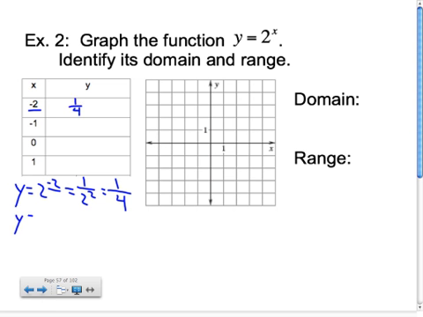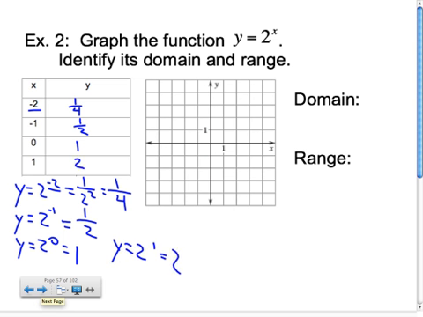When x is -1, that's y equals 2 to the -1. 2 to the -1 is just 1 over 2. I'm done there. When x is 0, I have y equals 2 to the 0. Remember, anything to the 0 power is just 1. So that's just 1. Let's see here. And then finally, when x is 1, we have y equals 2 to the first, and that's just 2. And so now I just plot these points.